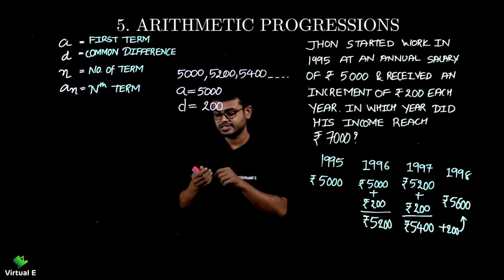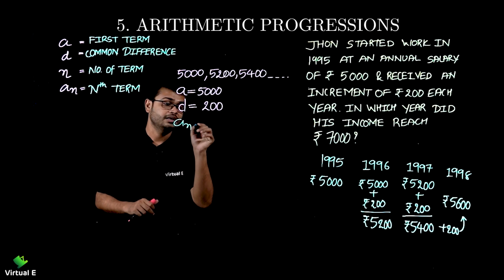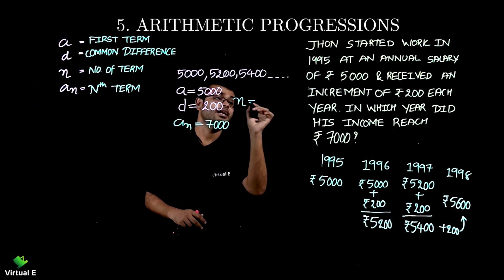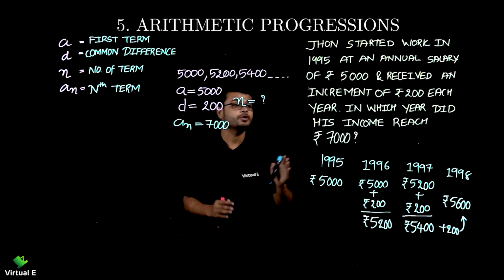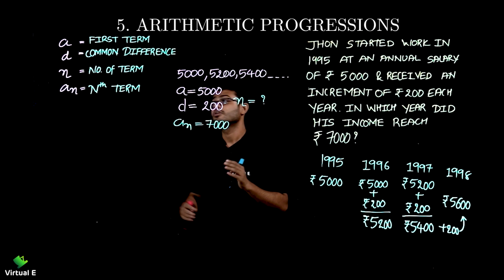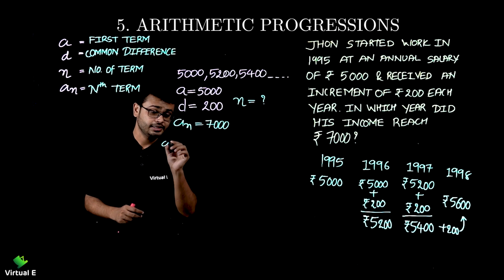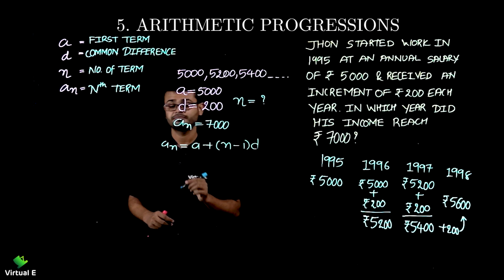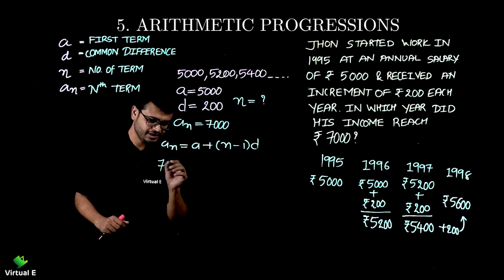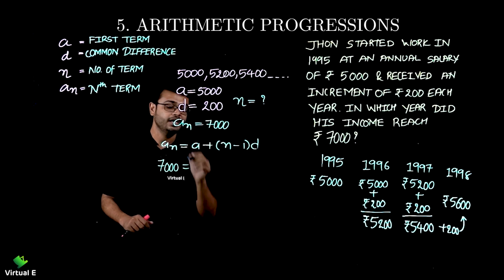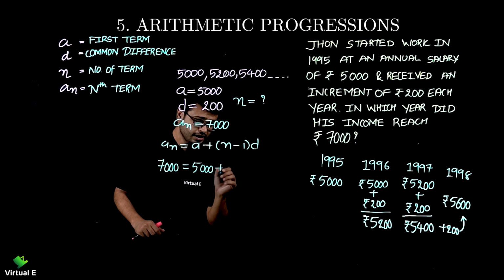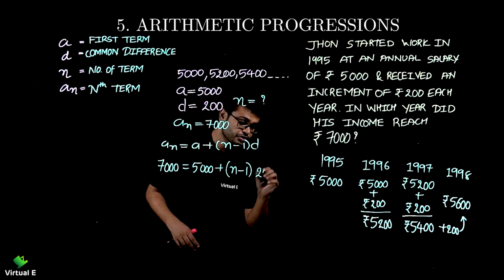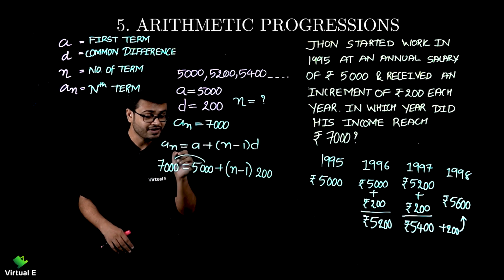So I can write AN is equal to 7,000. What do I want to find? I want to find the value of N: in which year he is going to get rupees 7,000 as salary. Let's apply the formula AN is equal to A plus N minus 1 into D. The value of AN is 7,000, the value of A is 5,000, N we want to find, so N minus 1, and the value of D is 200.